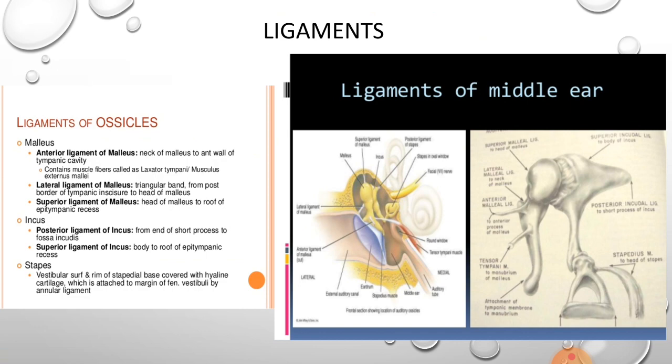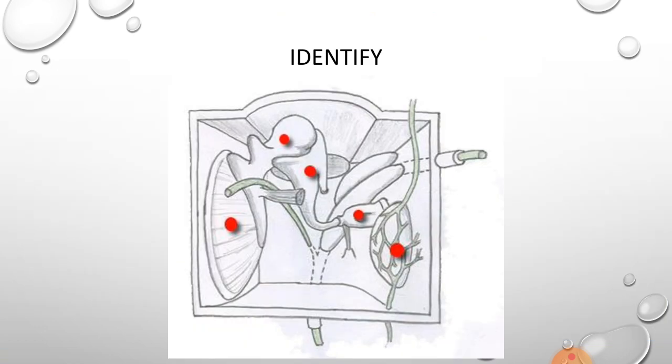Now the ligaments of the ossicles are the anterior ligament of malleus and the lateral ligament of malleus, and then we have a superior ligament of malleus. So we have two superior ligaments: a superior ligament of malleus and a superior ligament of incus. Then for malleus we have an anterior ligament and a lateral ligament, and for incus we have a posterior ligament.